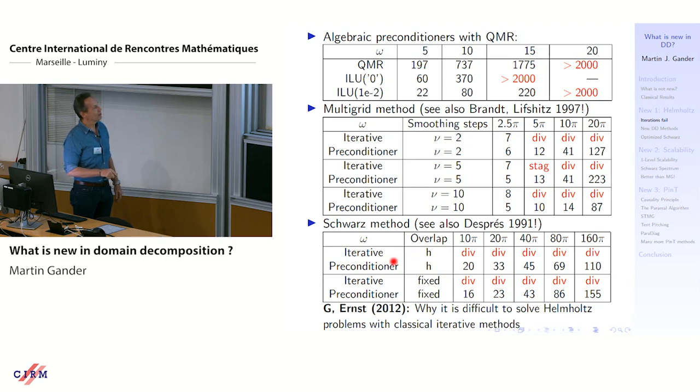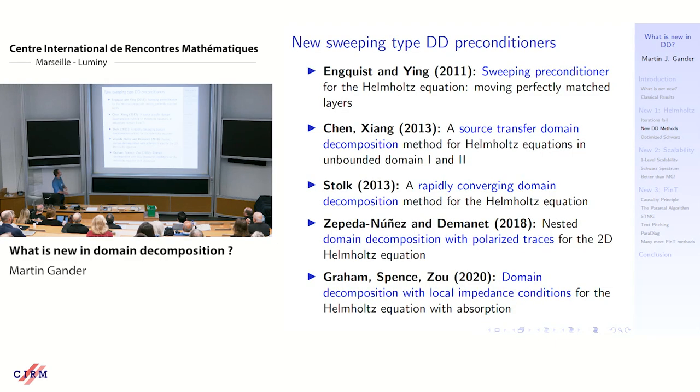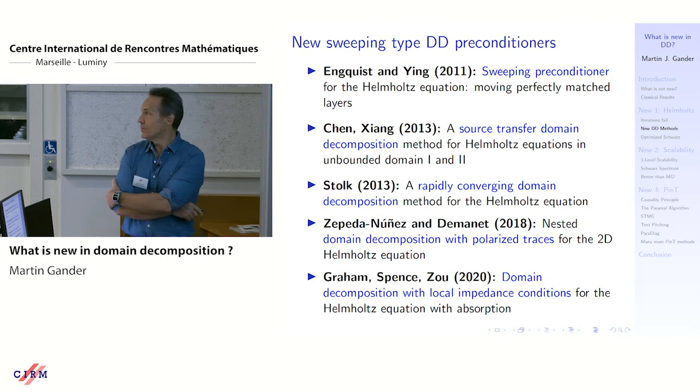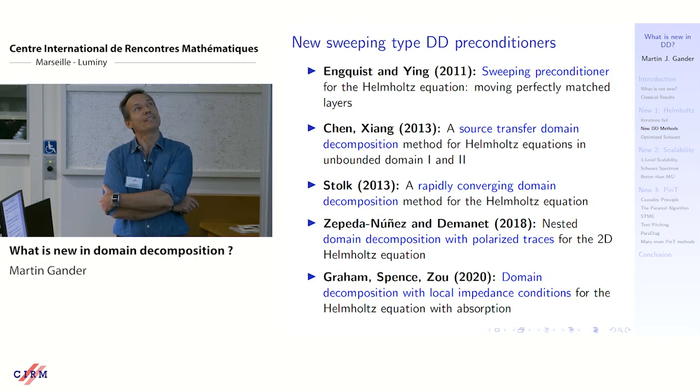About 10 years ago, I wrote a review about this, and I tested all these methods, and I tried to explain why they don't work for these problems. They all really have a problem with Helmholtz operators. And then there was a new class of DD methods coming up in the community. And interestingly, it's not from the DD community. If you look at these people, none of these are core DD people.